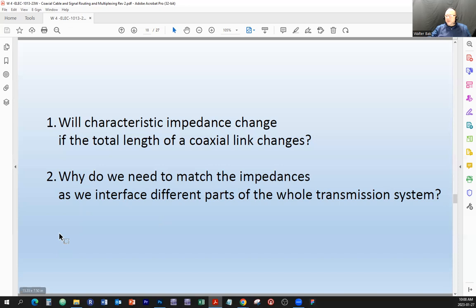Okay. And again, another one, the second question: why do we need to match the impedances as we interface different parts of the whole transmission system? So we're interfacing, let's say, the output of a transmitter to a cable, and let's say we're interfacing the cable on the other end to an antenna. Why do we need to match the impedances?